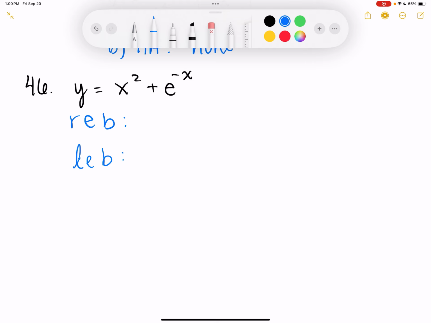Right end behavior and left end behavior. Yeah. How do I make it go away? You just have to keep clicking enter till it looks like what it's supposed to look like. I think I prefer right than left.